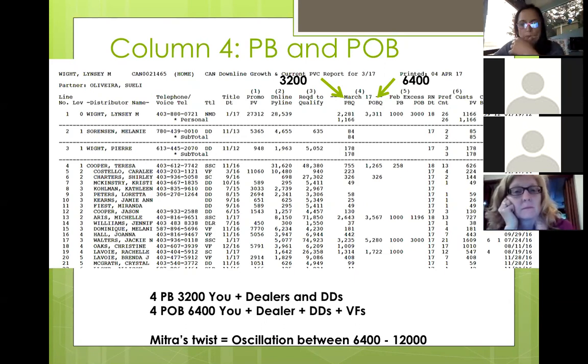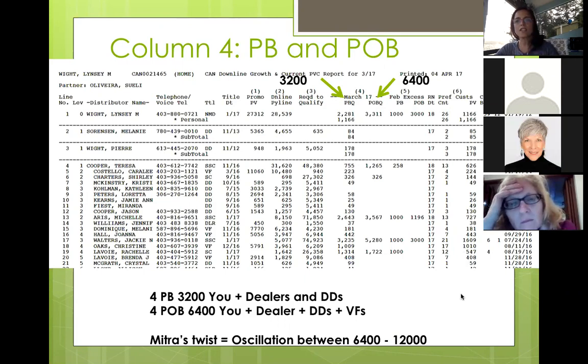Okay. So now the other thing I want to talk about is my twist on this, which is, can you guys see the oscillation between 6,400 and 12,000 at the bottom of the slide? Yes, we can see it. Okay, good. What does that mean? So when I look at somebody and their POB is like 10,000, then I know I've got a future NMD on my hands. Let me show you what I mean. So go to the next slide.